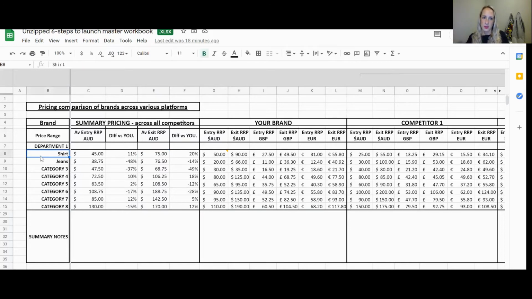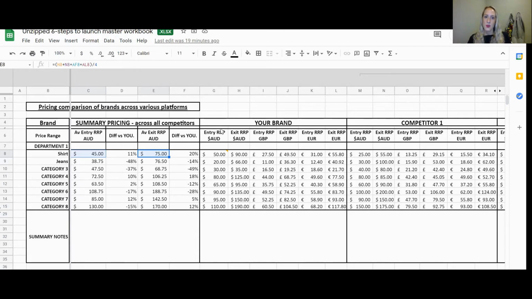So here we can see, for example, I've just written the word shirt. Let's say we were comparing shirts. You can see that the entry is $45, the exit is $75. Therefore, you now have a competitive framework to work between. If you want to be competitive, you know it has to be cheaper than $75. And if you want to be even more competitive, you could price yours just beneath $45 as an entry price point. So this gives you a framework to work between.